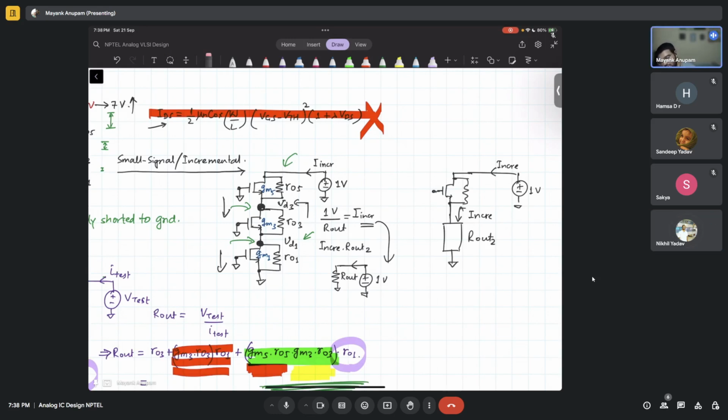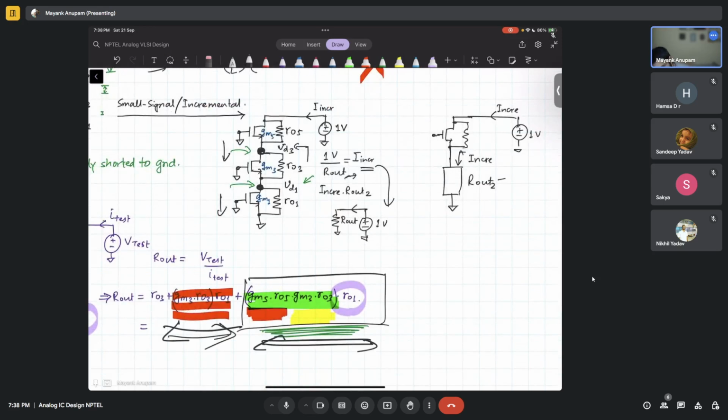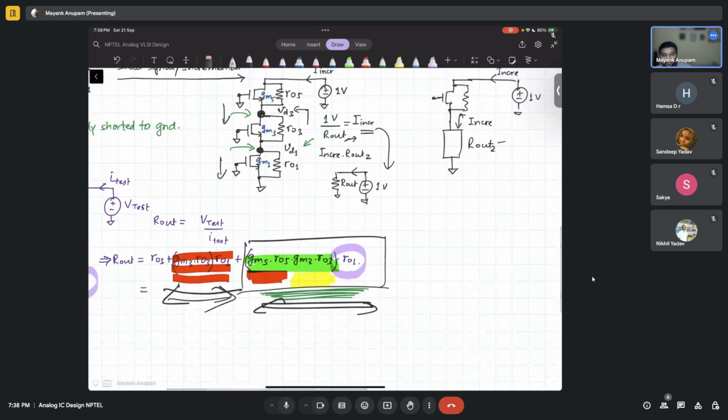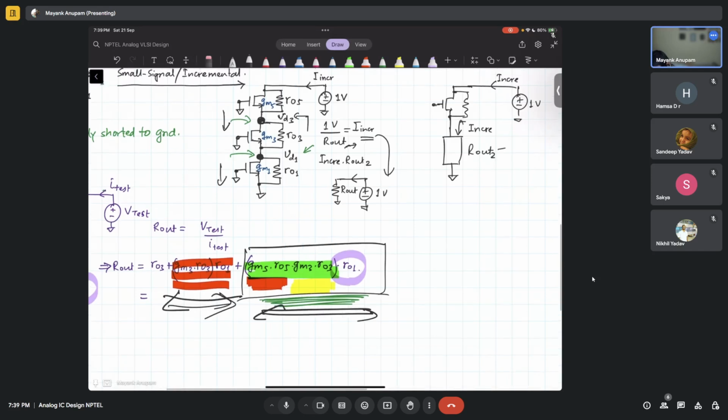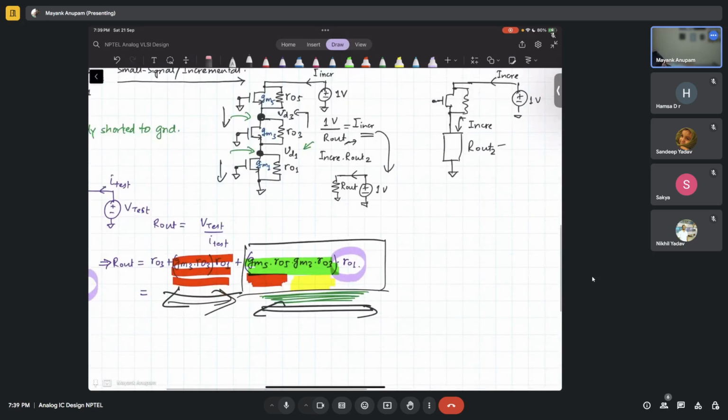If we only look at the dominant term, this is R out 2, and this guy is R out. Between R out 2 and R out, how much is the difference in terms of factor?